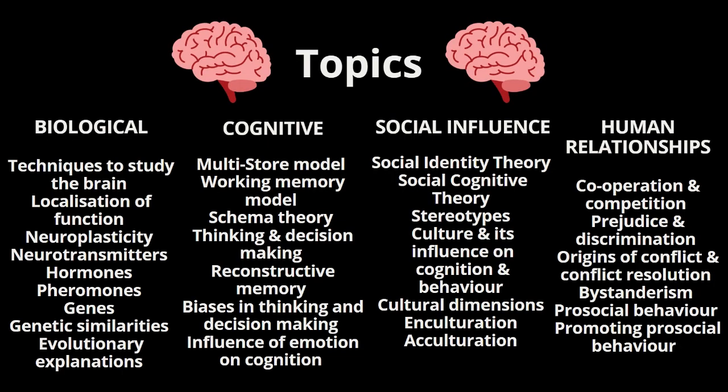Here is a list of topics that are covered in the course. The main themes are biological, cognitive, and social influence, which are all assessed in Paper 1. There is also an optional unit in SL which is chosen, like human relationships, abnormal psychology, or health. Here is what is taught for the human relationships unit. Feel free to pause the video to see if any of these topics interest you.